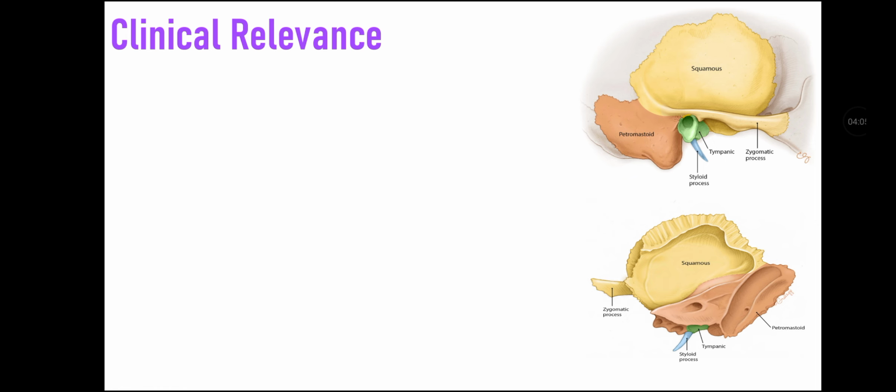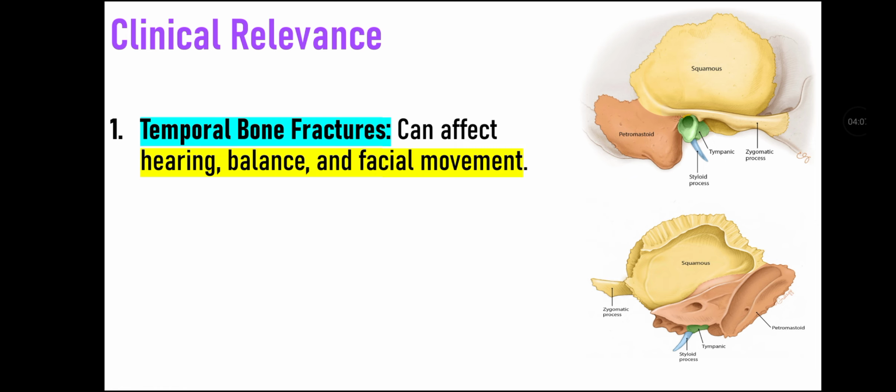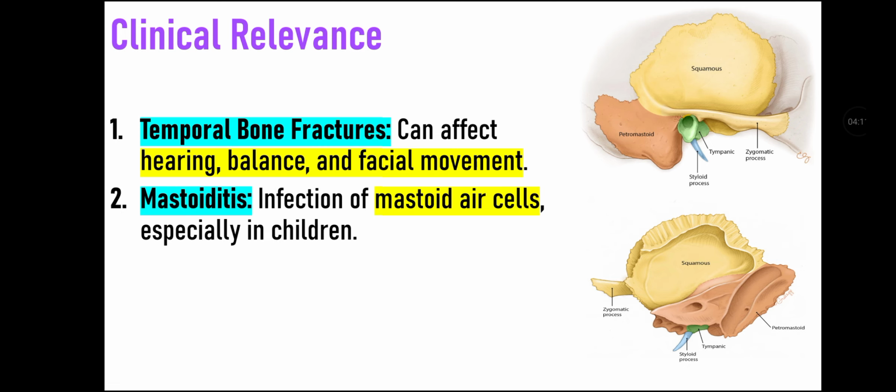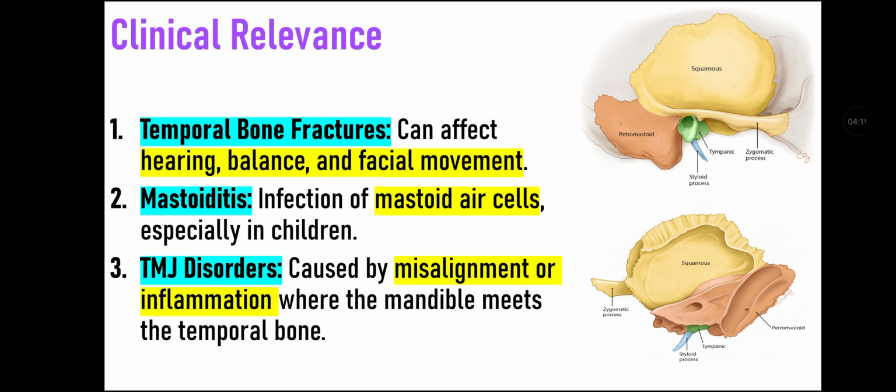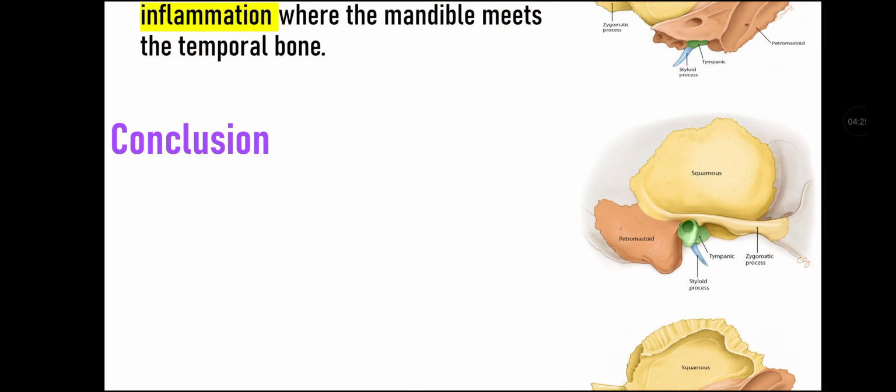Now let's talk about clinical significance of temporal bone. First is temporal bone fracture. It can affect hearing, balance, and facial movement. Second is mastoiditis, that is infection of mastoid air cells, especially in children. Third is TMJ disorders, that is caused by misalignment or inflammation where the mandible meets the temporal bone.